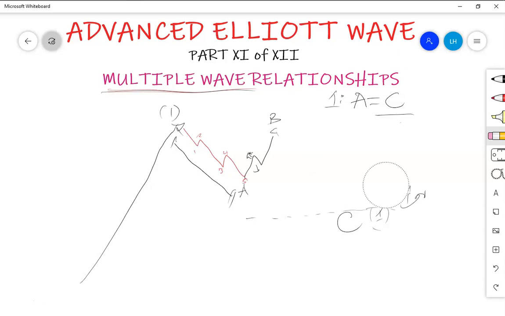So another form of relationship that exists, in order to identify the point where this wave C is going to end, is that you will be looking at those internal waves. Now the building structure of those internal waves: wave C actually is an impulse, or it can be a diagonal. You must be aware of that. So if it is an impulse or diagonal, it means it's made up of 1, 2, 3, 4, 5. So what do we expect? We expect that it will start with wave 1. It will complete this wave 1, then wave 1 will be corrected by the second wave, and then the third wave will come in.